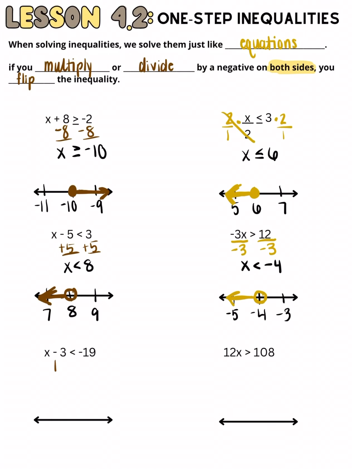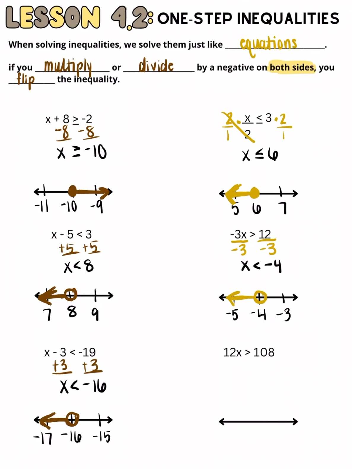This next one, x minus 3 is less than 19, so I'm just going to add 3. I don't change anything about the inequality because I'm not multiplying or dividing by a negative on both sides. So then 19 plus 3 is 22. We're going to do an open circle, and since it's less than, we're going to the left.